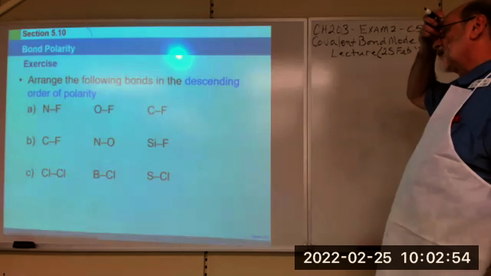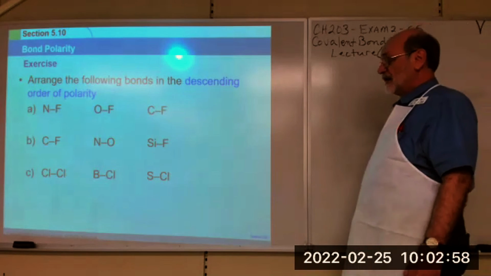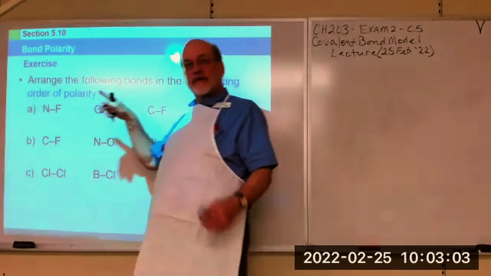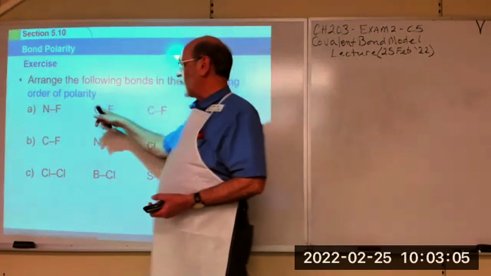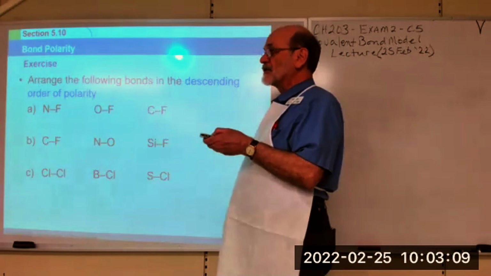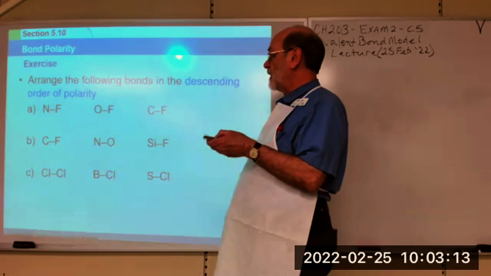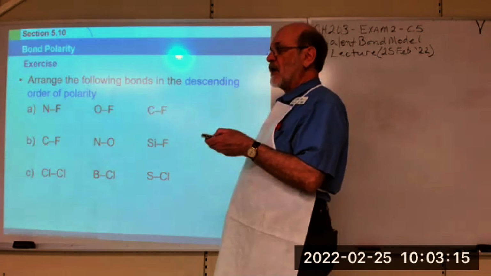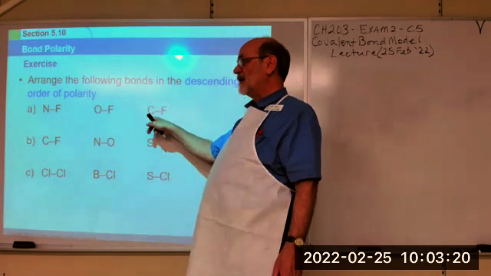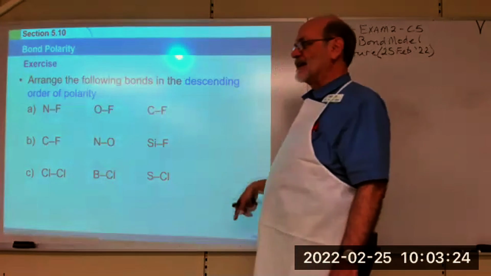Okay. So arrange the following bonds in the descending order of polarity. The nice thing about this first one is they're all bound to fluorine. So all you have to do is look at how far these are away from fluorine. Well, let's see, nitrogen here, 2 steps over, oxygen's closer, and then carbon is even further away. So the more polar is carbon and fluorine. It's further away to the left. And then comes oxygen, and then comes nitrogen in descending order.